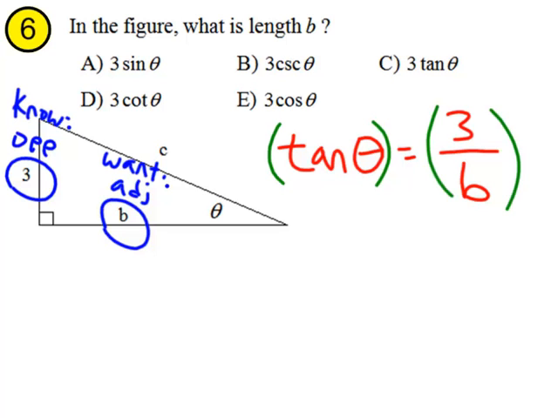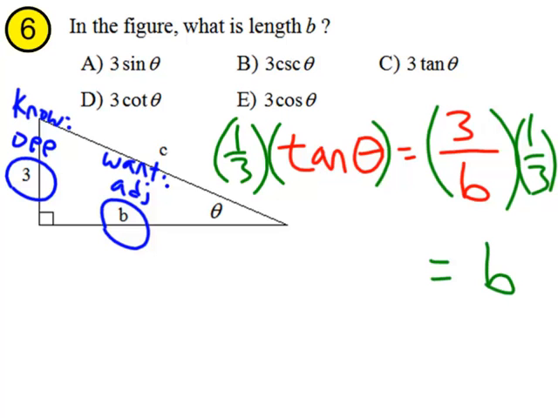Be careful. I see a lot of students at this point try to cancel out the 3. They multiply both sides by 1/3. You can do that, but make sure you don't make the mistake of saying that you end up with B on the right side. You don't end up with B. You end up with 1 over b, and I find that a lot of students miss that point.